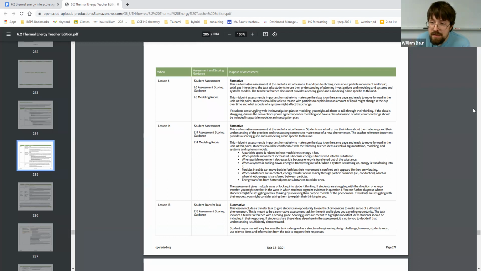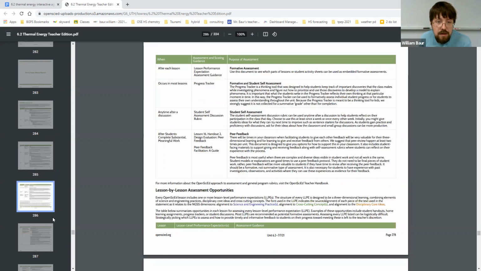But OpenSciEd doesn't give you a specific grading system to use, since that might be so specific to your individual school or district. Do what works with your rules, but there's supports in the curriculum at these different points. There are also assessments that happen every day with every lesson.